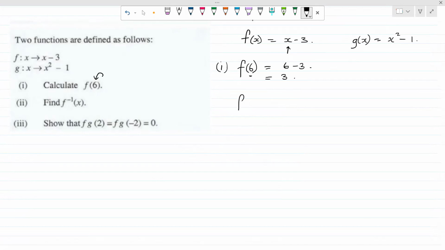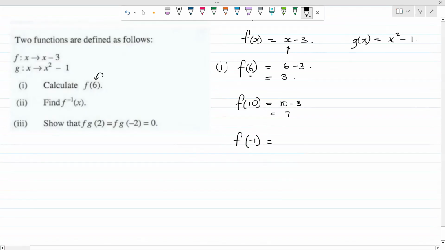So if I tell you find f of 10, what would I get? 7. Right? So you will put a 10 here minus 3, we will get 7. And if I say f of minus 1, what will we get? So this is what it looked like. -1, -3. I mean, -4. -4. That's correct. Very good. Everybody understand that? And it works the same for the g of x as well.